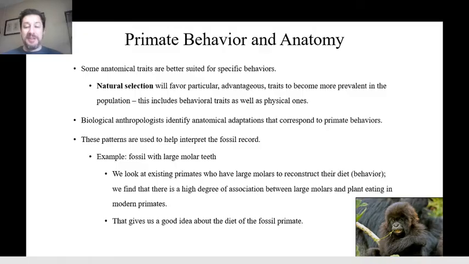So a good example is that if we find a fossil with huge molars, which is something that we do have, we have early human ancestors that have extremely large molar teeth, we can look around and find an existing primate that also has large molars and look at their diet. And so, for instance, gorillas have large molars. We look at the diet of the gorilla, and we see that they eat a lot of leaves. And then we go back, and that tells us that probably that fossil primate also ate a lot of leaves. And that's just a simple example, but there are many behaviors that we can attempt to assess in that way.